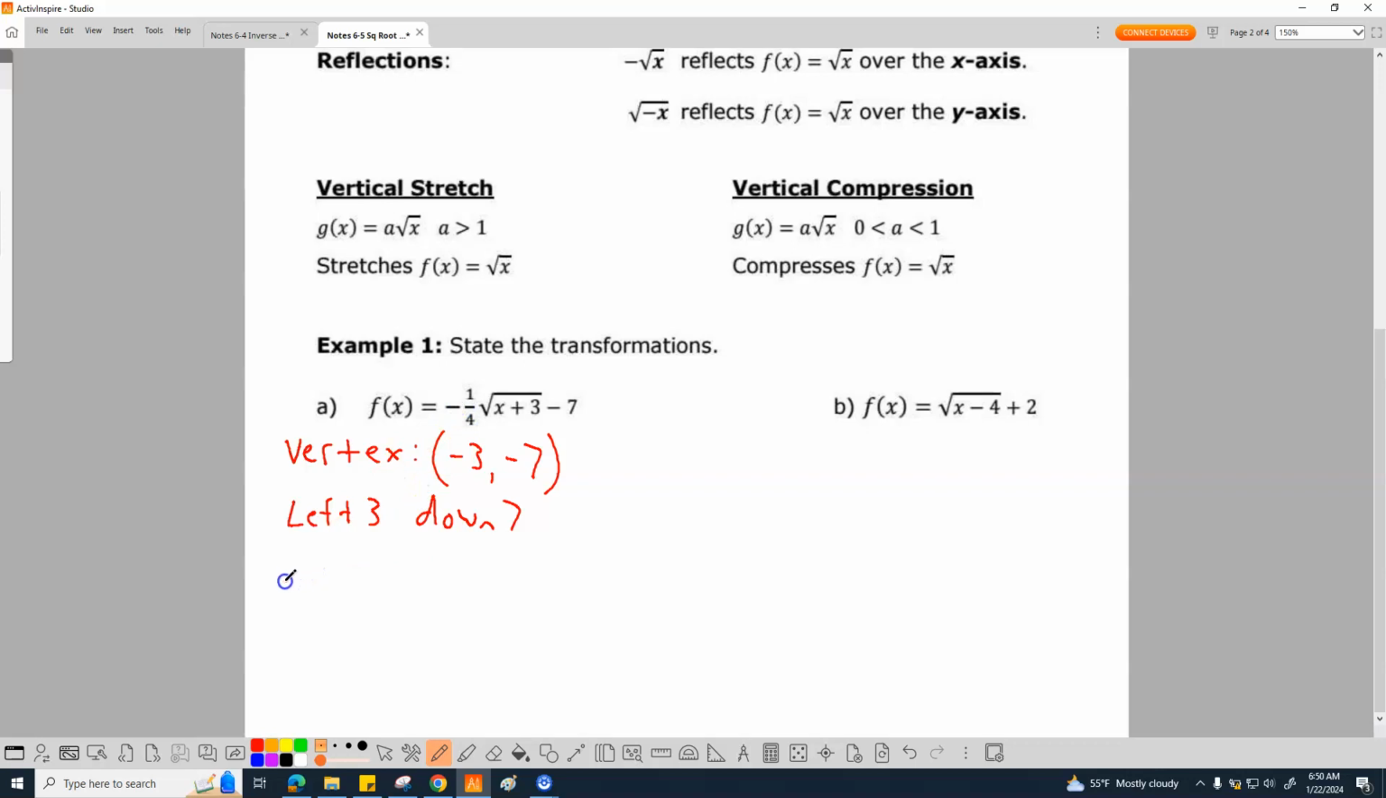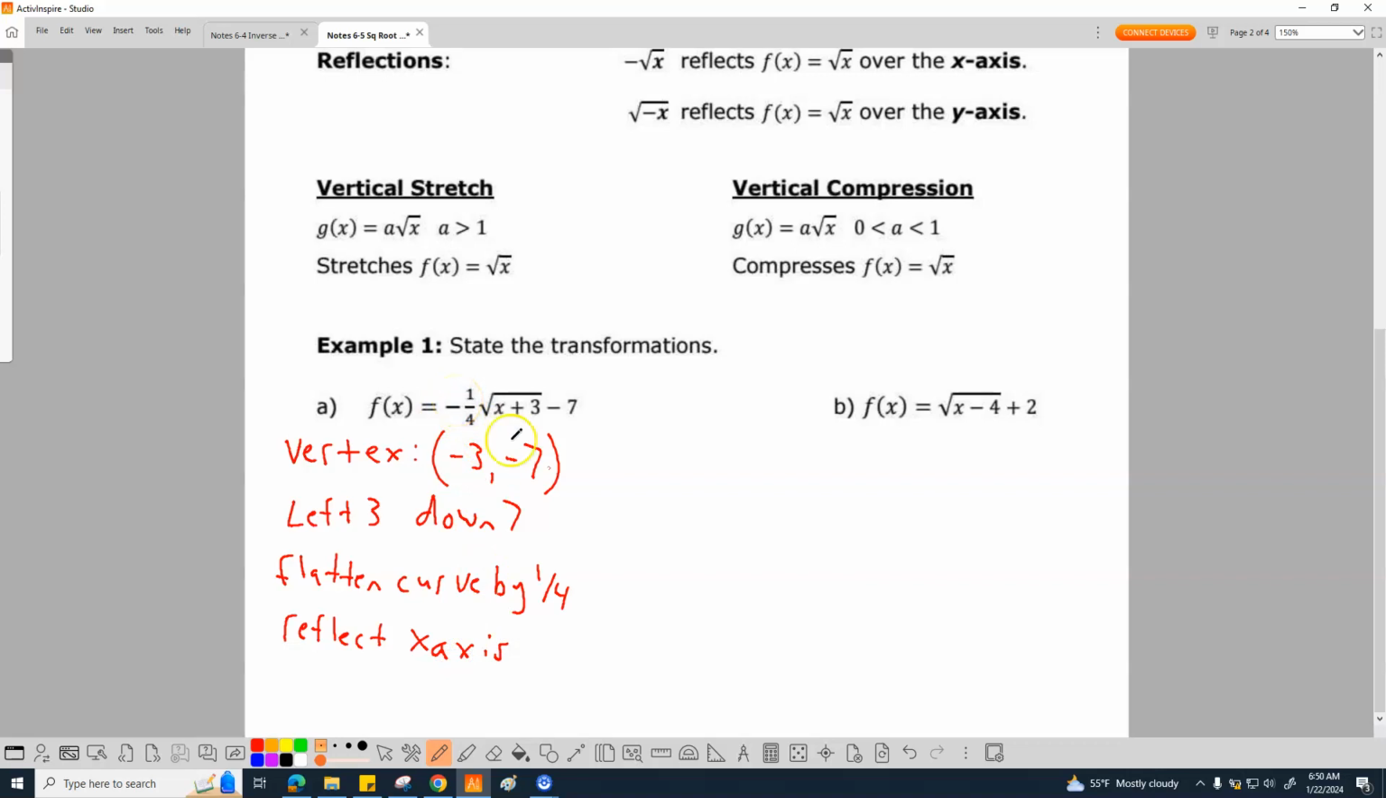Then it's going to flatten the curve by 1/4. Go ahead and put in there the flattened curve so I know you know what the 1/4 is doing, and tell me what number is making the curve flatten, which is 1/4. And then it reflects over the x-axis. Reflect over the x-axis. And why do I know that? How do we know that, y'all? It's because of this number here.